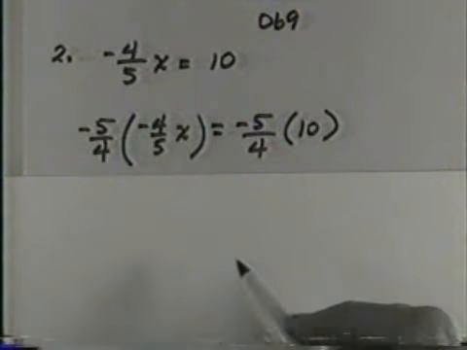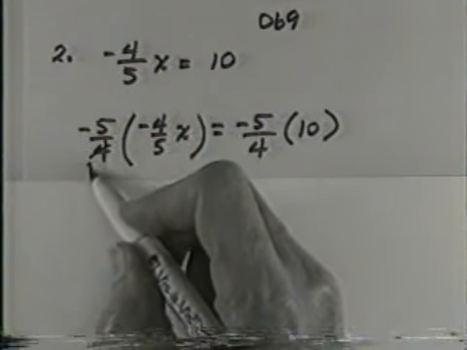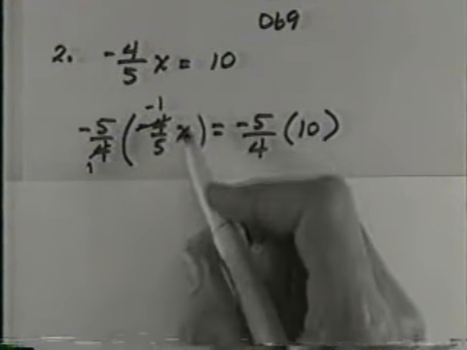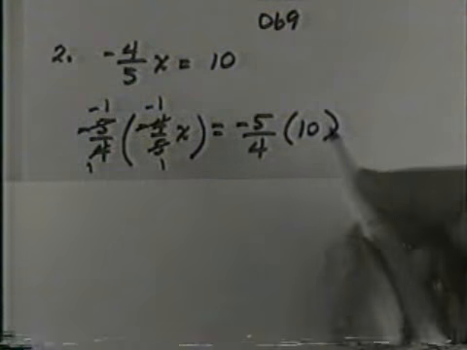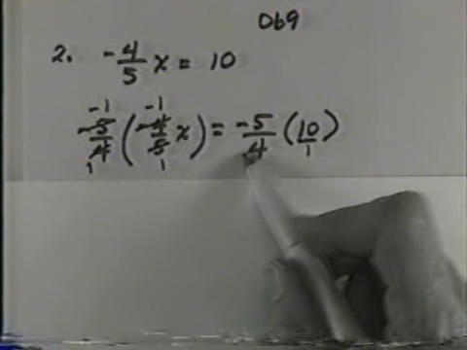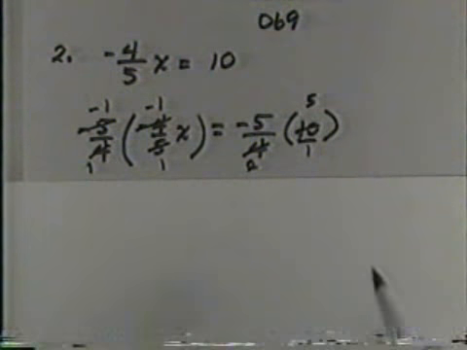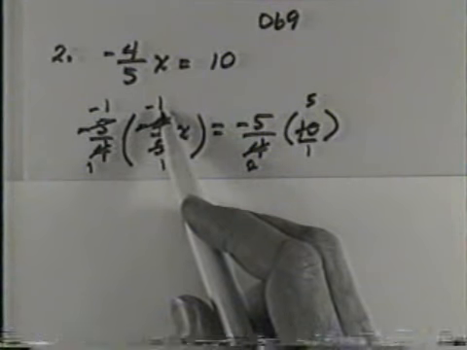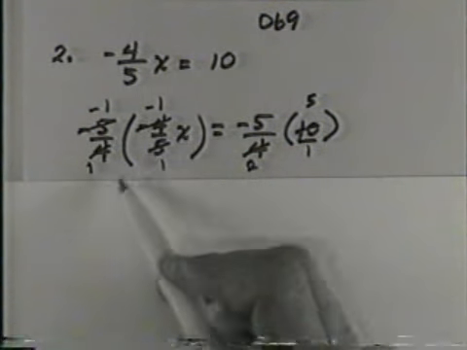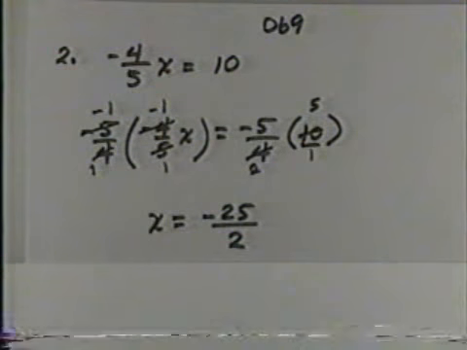Well, we've got fractions, so let's do our favorite thing with multiplying fractions, which is canceling. The 4 gives us 1, 4 into negative 4 gives us negative 1. 5 into 5 gives us 1, 5 into negative 5 gives us negative 1. On the right-hand side, let's put 1 below the 10 so that we can cancel there. 2 goes into 4 2 times. 2 goes into 10 5 times. Now on the left we have negative 1 times negative 1, which is positive 1, x, over positive 1. Well, 1x over 1 is just plain x. On the right-hand side, we get negative 25 over 2.